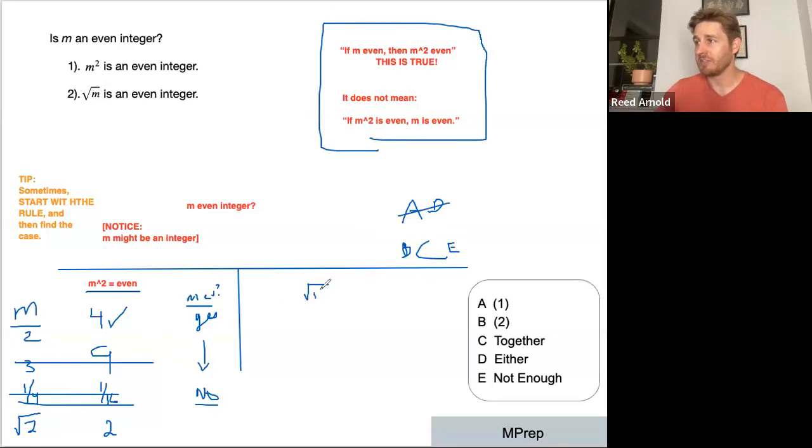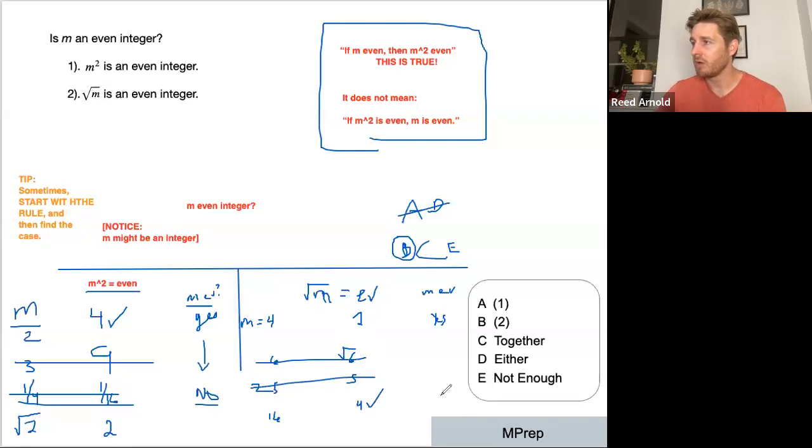Statement 2 tells me square root of M is even, and this is going to be sufficient. Once again, we have a B answer, because what numbers follow this rule? Well, perfect squares that are even, like 4. Then square root of M is 2. Is M even? Yes. And then, okay, 6, square root of 6 is not an even integer, throw it out. Any odd number, 25, 5 is not an even integer, throw it out. You're only going to work with perfect squares, and those keep M as an even integer. So the answer to this one is B.